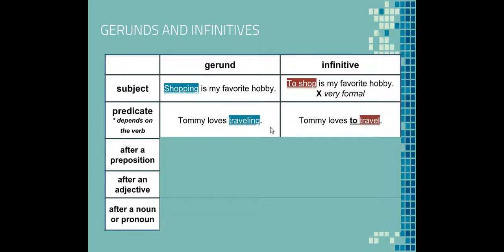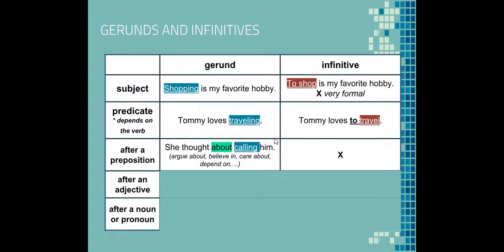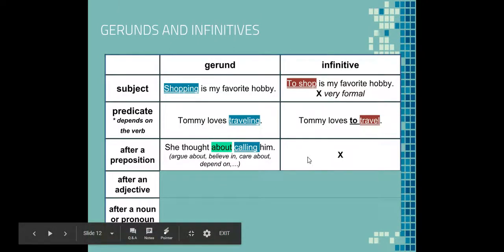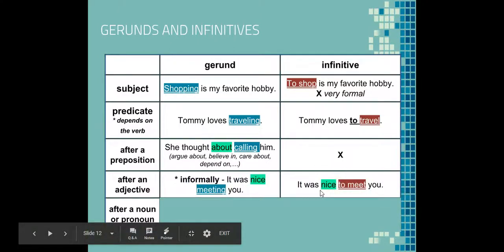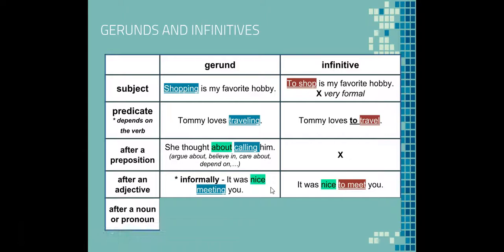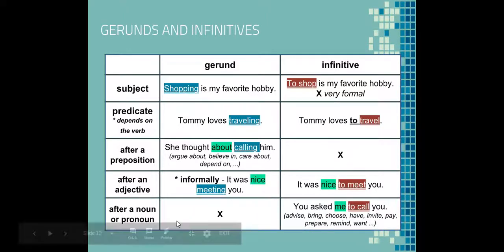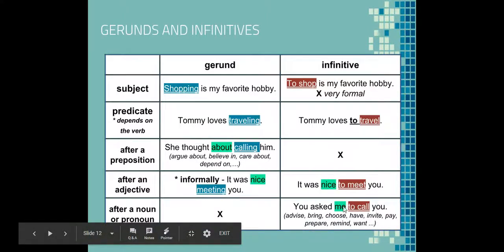After a preposition, we're going to use the gerund form, about calling. After an adjective, we're going to use the infinitive form, right? Nice to meet. Informally, right? Nice meeting. We might drop that. After a noun or pronoun, we will use the infinitive to call.